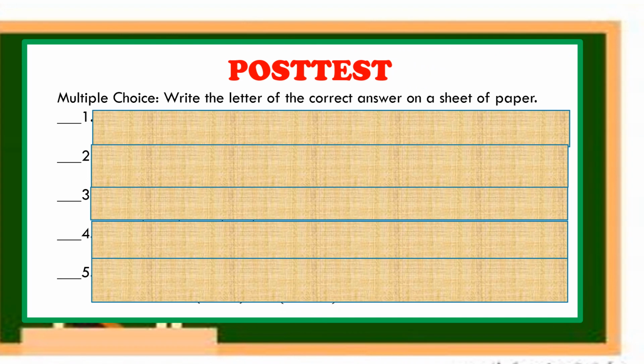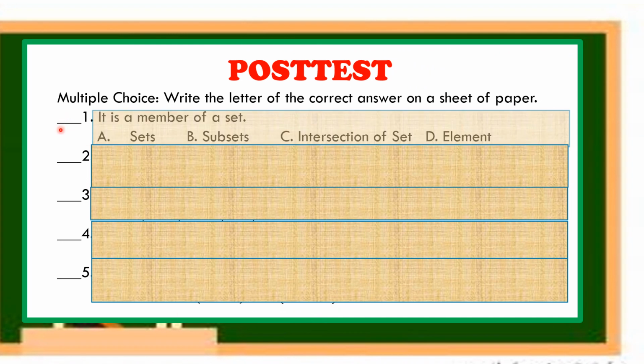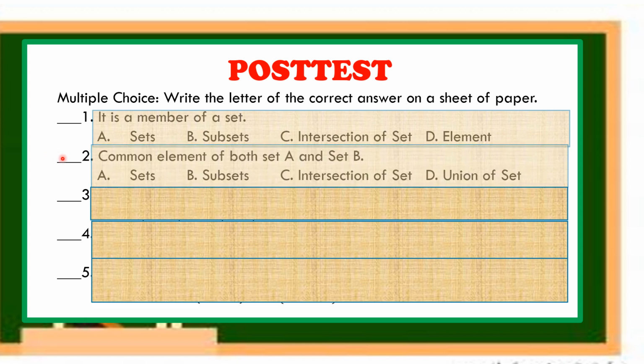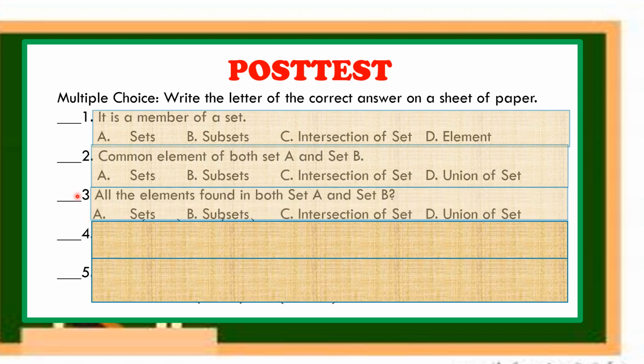Now we are ready to answer the posttest. Number 1, it is a member of a set. Letter A set, letter B subset, letter C intersection of set, and letter D element. Number 2, common element of both set A and set B. Letter A set, letter B subset, letter C intersection of set, letter D union of set. Number 3, all the elements found in both set A and set B. Letter A set, letter B subset, letter C intersection of set, letter D union of set.